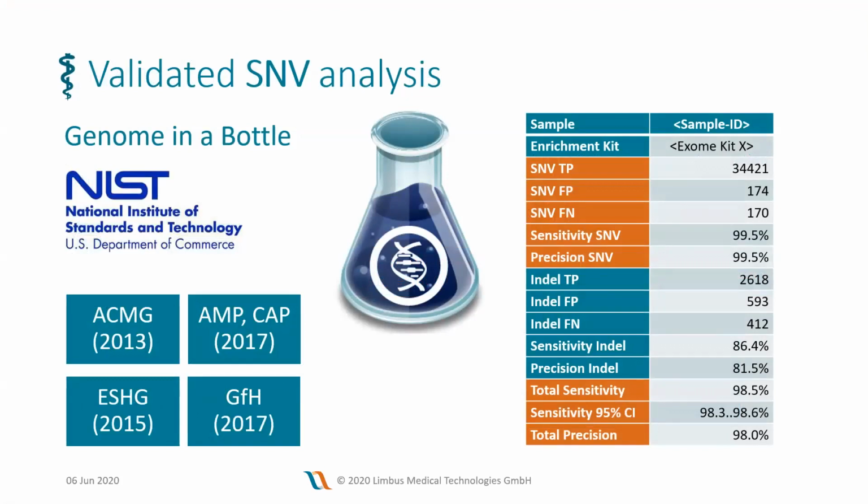This is an example of the validation results from Genome in a Bottle samples. Note that you should report the performance characteristics for SNV and indels separately. The guidelines, however, only specify acceptance criteria for all variants together. Geneticists must be aware of the fact that the analytical performance of indel detection is always significantly lower than for SNV detection in hybrid capture-based assays. This is a technical limitation.